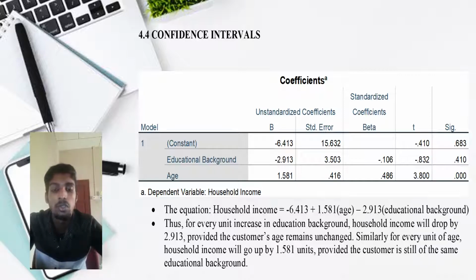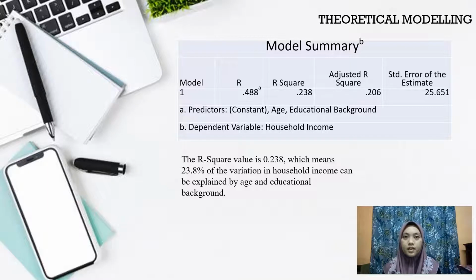For the last part, 4.4 Confidence intervals. The equation is household income equals 6.413 plus 1.581 age, minus 2.913 educational background. Thus, for every unit increase in educational background, household income will drop by 2.913 provided the customer's age remains unchanged. Similarly, for every unit of age, household income will go up by 1.581 units provided the customer is still of the same educational background.